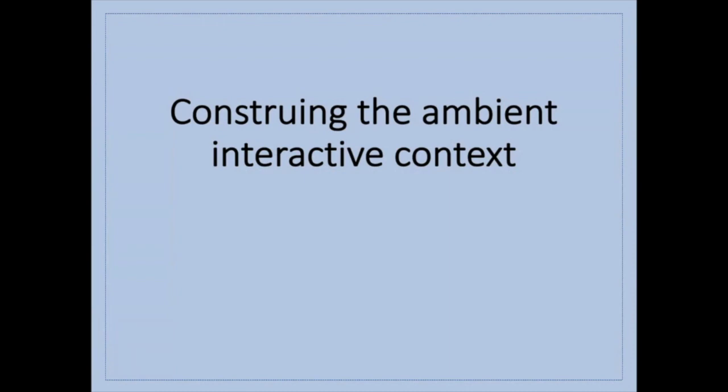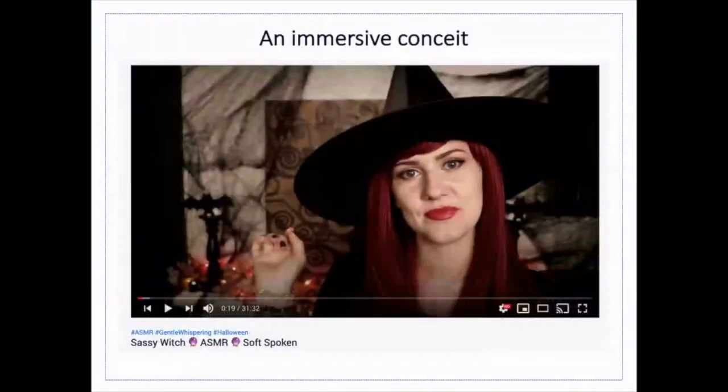So now let us turn to how the fictive context conceit is created by the YouTuber, since it is important for enabling the ambient interaction to be performed. So it has to be performed in an interactive, fictive interactual context. And this context provides the semiotic space in which the interaction can be represented. So for instance, this is an interaction with a sassy witch.